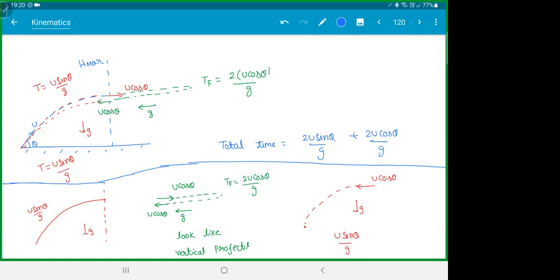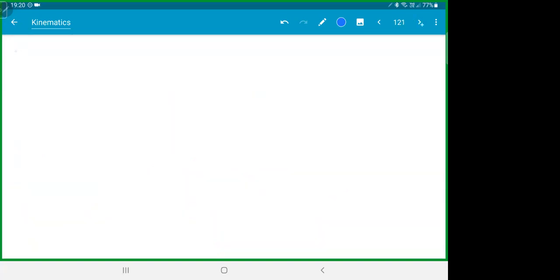All got this? Same question. Let me modify it a bit. You tell me how this will look. Suppose same thing, you're projecting with u and theta. Let's say this is R by 4, 1/4 of the range. So up to 1/4 of the range, gravity is g, right? And after this, gravity is g this way. Can you draw the path?